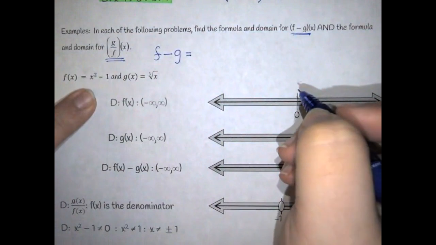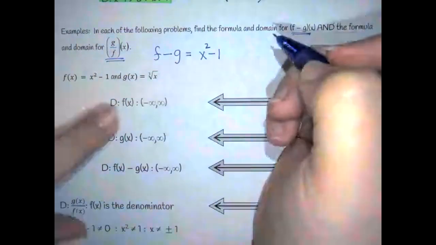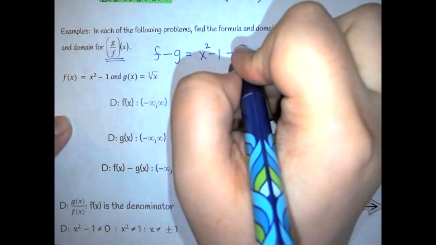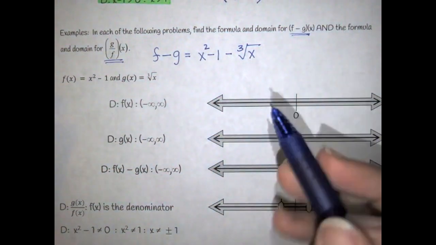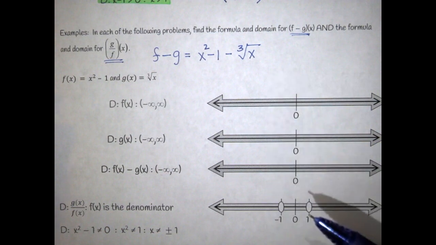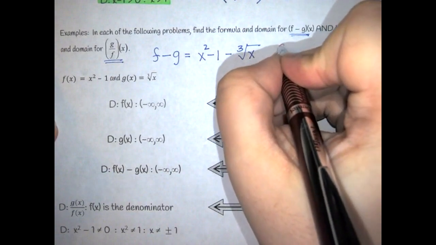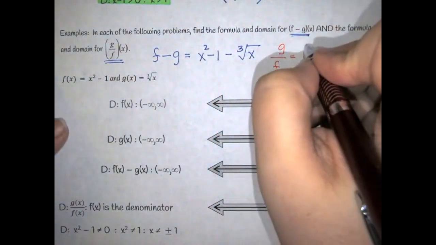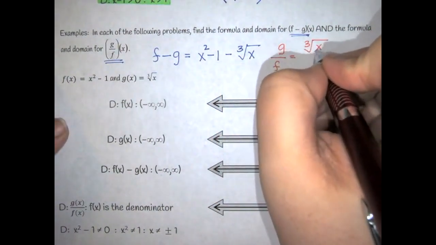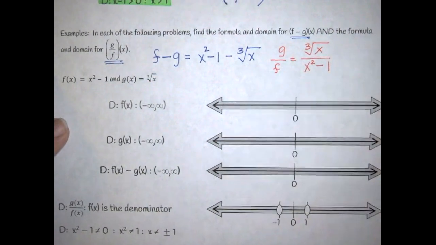So my f term here is going to be x squared minus 1. So this is x squared minus 1. And then I have to subtract away my g term, which is the cubed root of x. Okay. So that is going to be my f minus g. Now the other thing that I have to do is look at g divided by f. So g is on top, so this is the cubed root of x, but then f is on the bottom, x squared minus 1. Okay? And so that is going to be g divided by f.